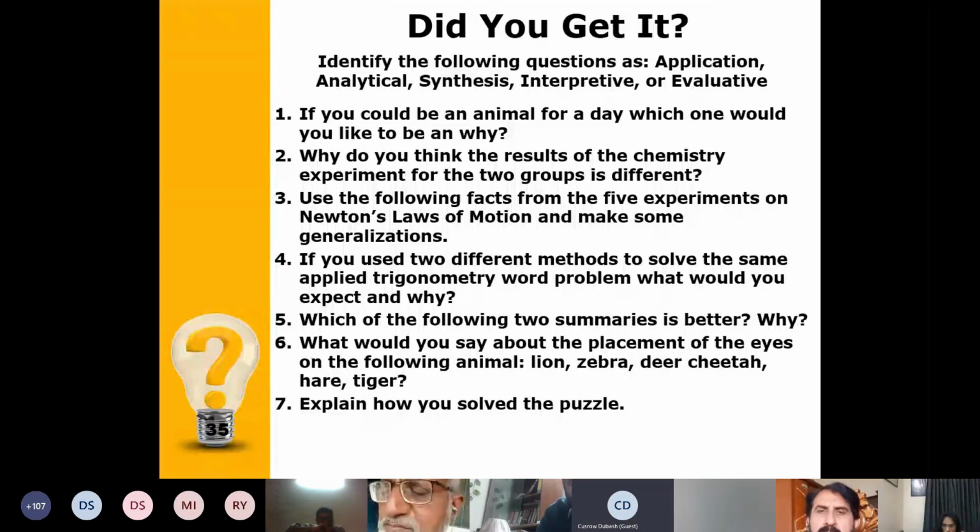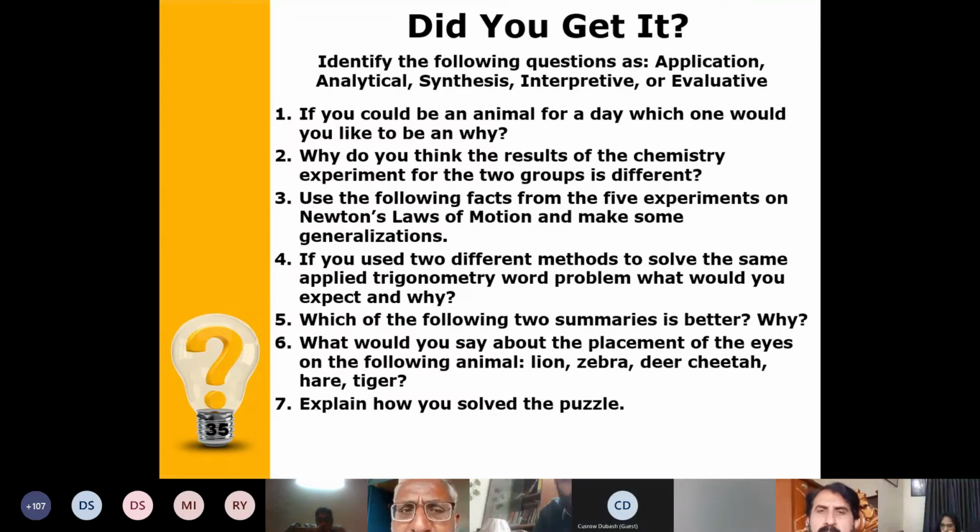6. What would you say about the placement of the eyes on the following animals? Lion, zebra, deer, cheetah, hare, tiger. These are 6 animals, what can you say about the placement of their eyes? And finally 7. Explain how you solved the puzzle. You were given a puzzle, you solved it, but now explain how you solved it. Okay, these 7 should fall in one of the 5 question categories.